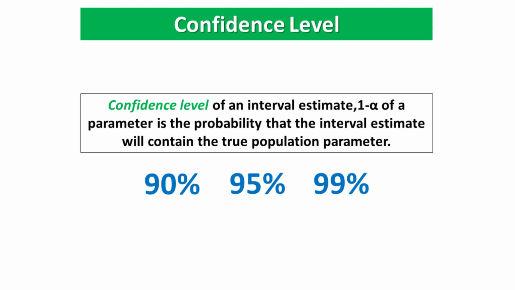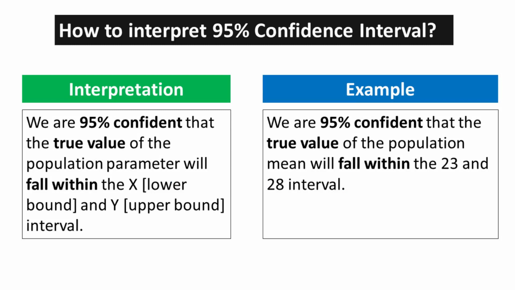When we interpret a confidence level, say 95% confidence level, it means that if we were to take multiple samples and construct interval estimates using the same method, we would expect approximately 95% of these intervals to contain the true population parameter. How to interpret a 95% confidence interval?